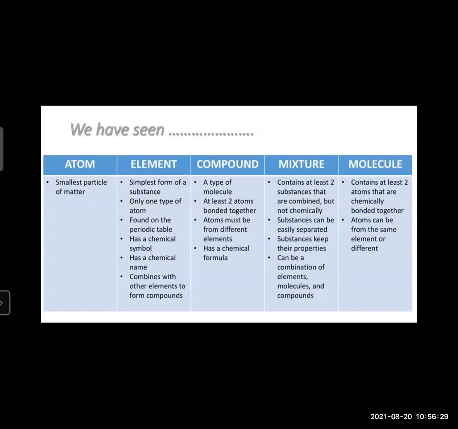Now in a mixture, the mixture contains at least two substances that are combined, but not chemically. Chemically, they are not combining. The substances can be easily separated. The substances keep their properties, and they can be a combination of elements, molecules, and compounds. At last, molecules contain at least two atoms that are chemically bonded together. The atoms can be from the same element or different ones.